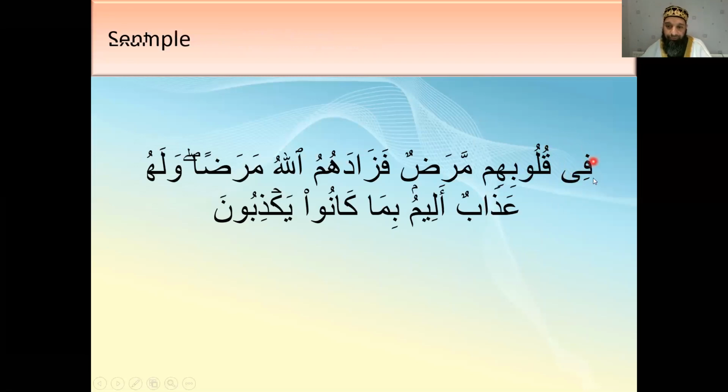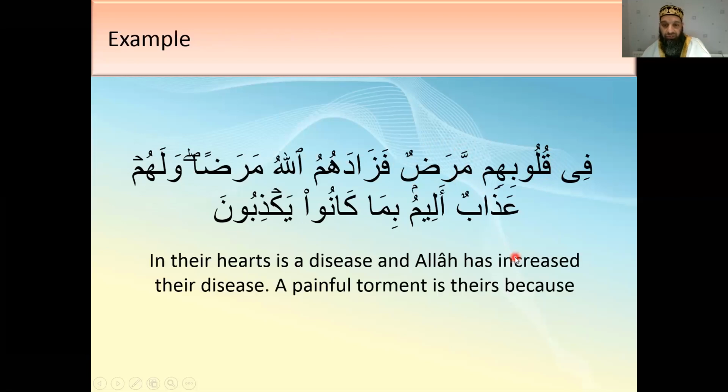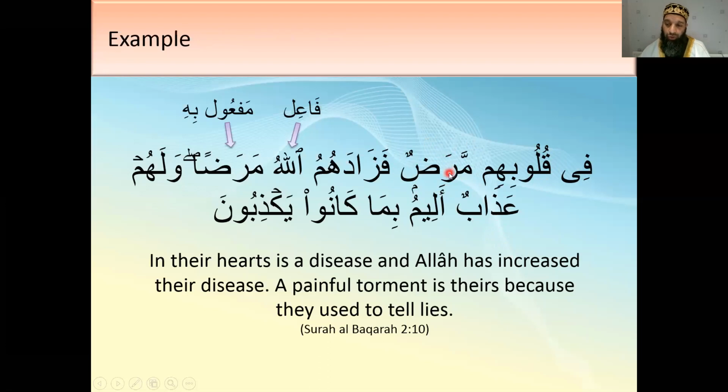Right, so let's just look at this one. So fi, in qulubihim. Qulub means hearts. It's a broken plural, we've not done it. Qulub is broken plural, hearts. Him, theirs. So in their hearts. Maradun. Maradun means disease. In Urdu we say marz, and we say mariz. It's the same word. So fi qulubihim, in their hearts, maradun, there is a disease.